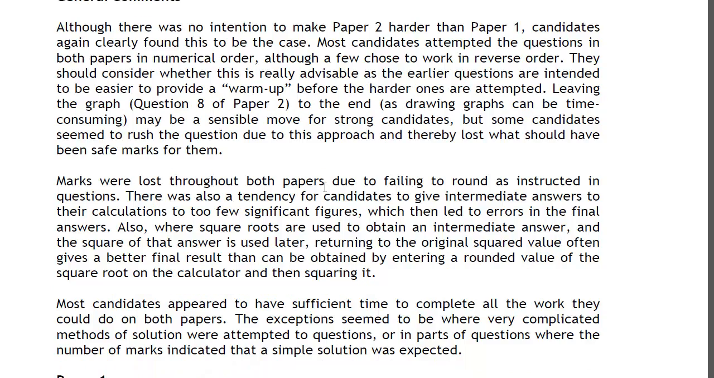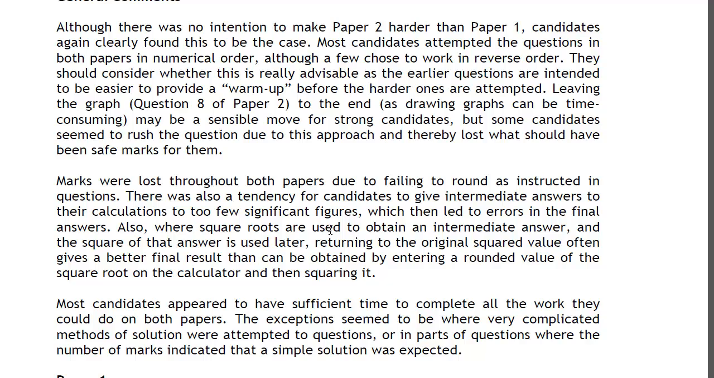Marks were lost throughout both papers due to failing to round as instructed. Remember, when it is significant figures or decimal places, you have to remember that these are very important concepts that come from Maths B paper 1. There was also a tendency of candidates to give intermediate answers to their calculation to too few significant figures, which led to errors in the final answer. If you're doing a step-by-step sum, be careful, because if you don't keep the accuracy in one step, you might make a mistake in the next step.